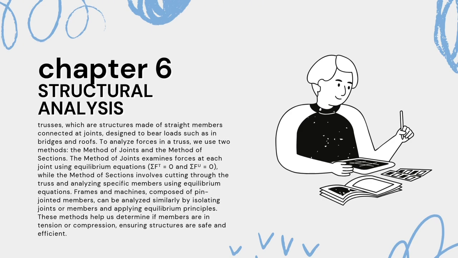Frames and machines composed of beams and jointed members can be analyzed similarly by isolating joints or members and applying equilibrium principles. This method helps to determine if members are in tension or compression, ensuring structures are safe and efficient. In this presentation, we will explain how and what methods we use to tackle this Set 2 question. Without further ado, we are going to start, and we give the mic to my friend Isaac.